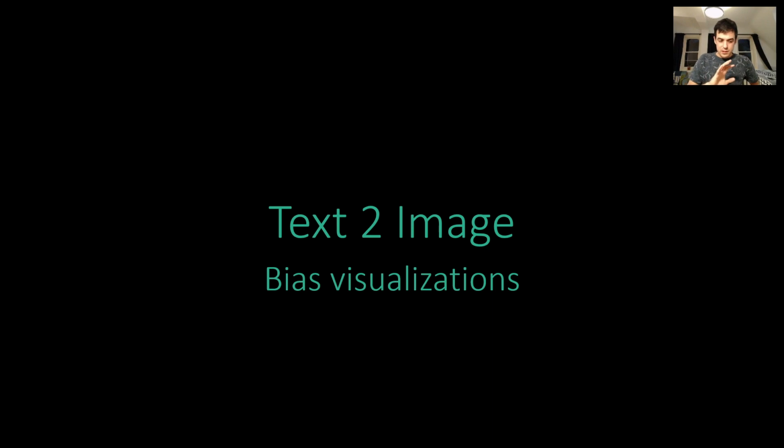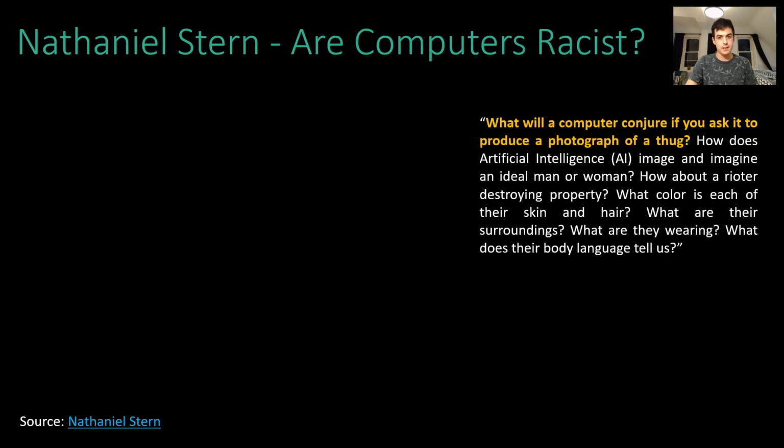Right, so these were some scientific ways to analyze bias and to try to measure it. Let's talk about some more visual possibilities to show if there is a bias or not in the model.